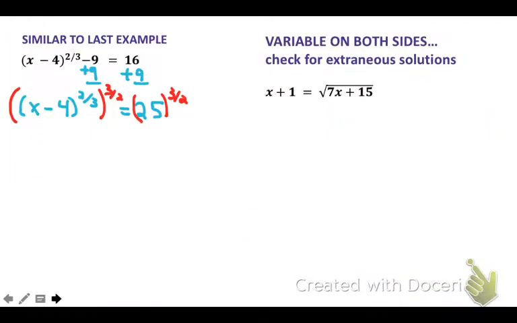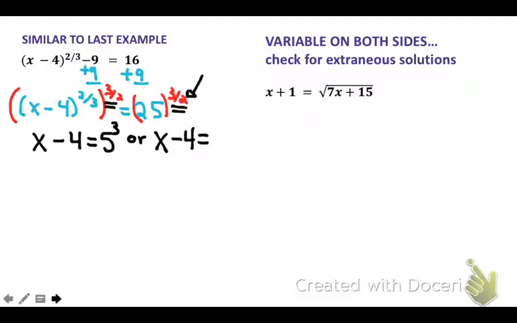This next example is very similar to the last one we did. I added 9 to both sides, and then you can see I raised each side to the power of 3/2. So the left-hand side becomes x minus 4, and the right-hand side, because we have an even root, that means we'll have a plus or minus in our problem. So it's going to be x minus 4 equals 5 cubed, or x minus 4 equals negative 5 cubed.